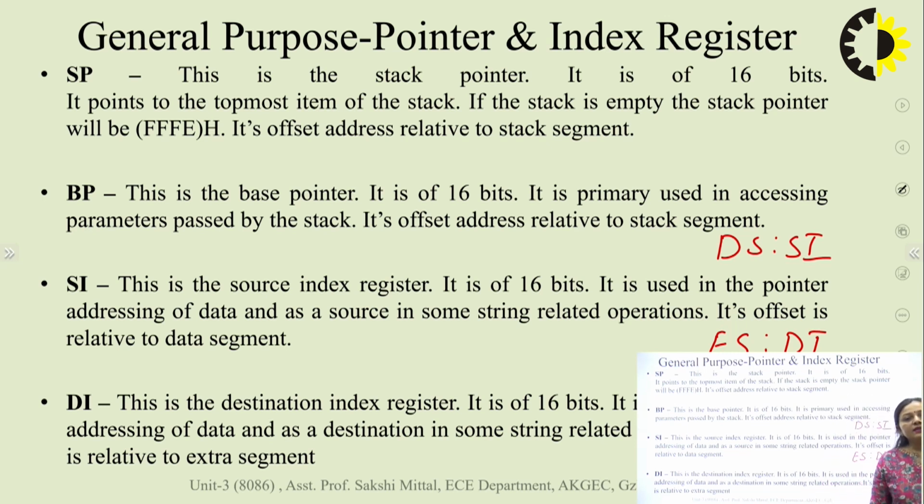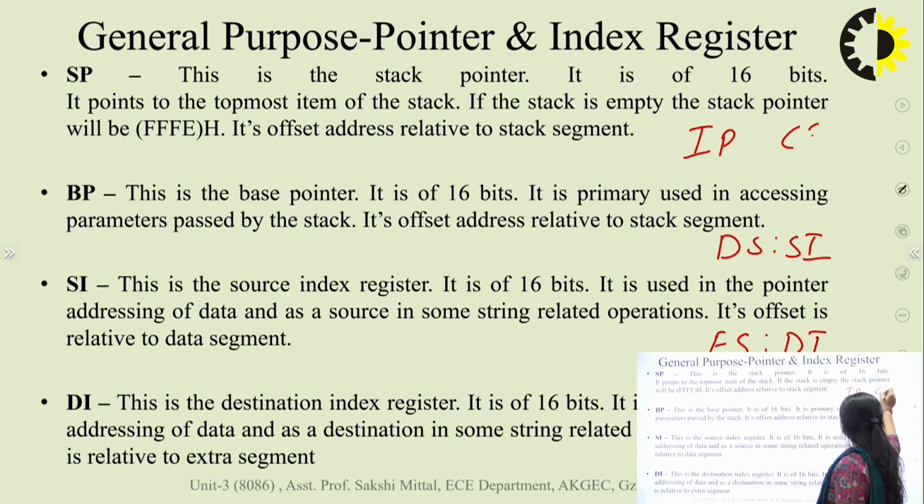DI is the destination index register. It is again 16 bits and it can be used as a destination for string related operations. It is related to the extra segment. So SP and BP are used with the stack segment, SI is used with the data segment, DI is used with the extra segment, and we have already discussed that the IP, instruction pointer, is used with the code segment, which acts as the program counter.